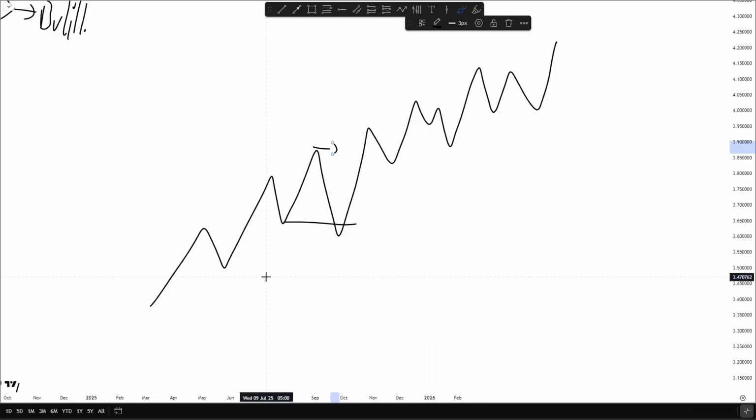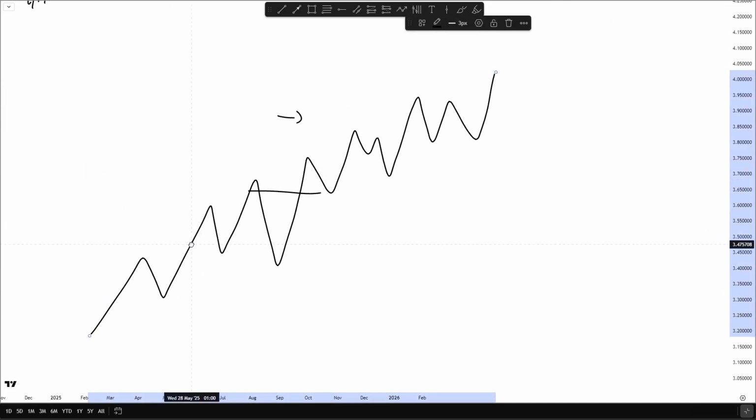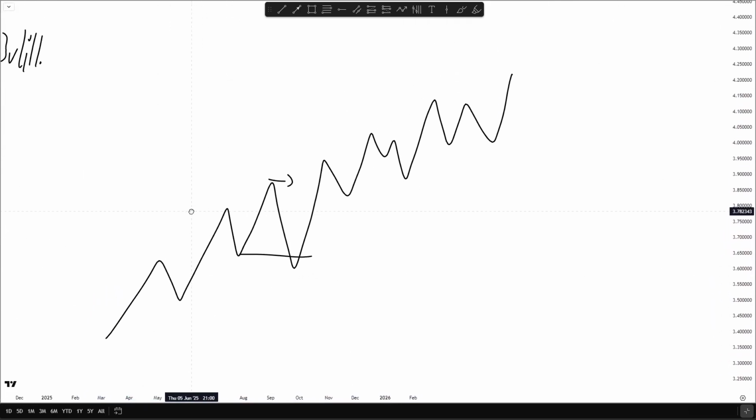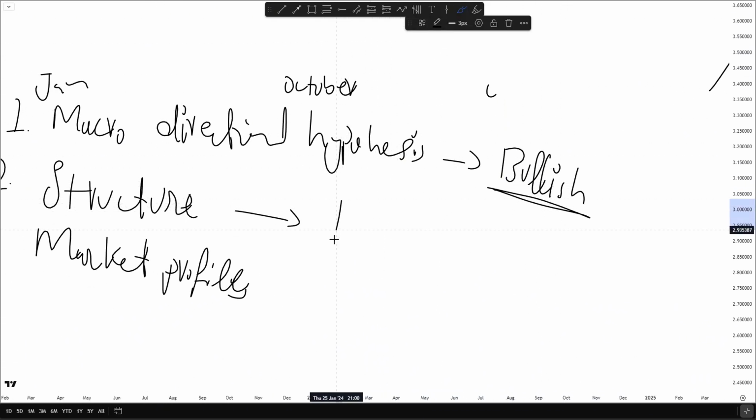Let's say price is moving in a bullish structure, then in that case the structure component validates the macro directional hypothesis, and in that case you would have a clear directional idea, which is that price is moving in a bullish directional trend, or the underlying directional idea is bullish. So now we have both the directional hypothesis and structure in alignment with each other, and they are saying that the underlying directional idea is bullish. The next step is that now we will refine this directional idea with the help of market profiles.